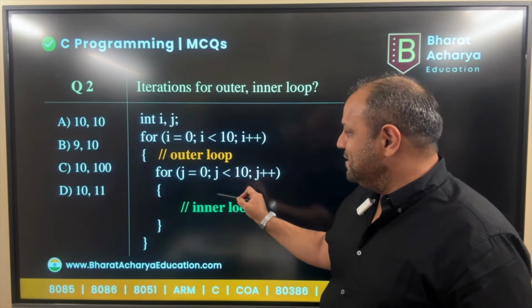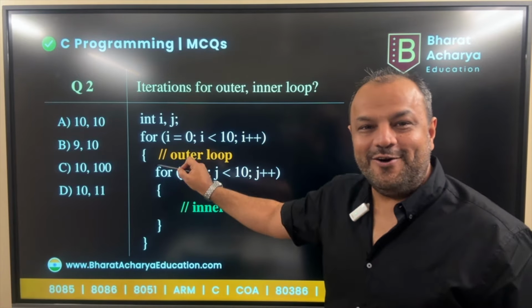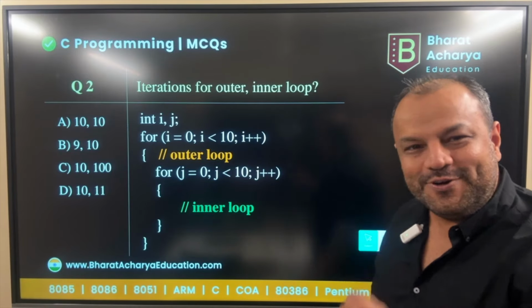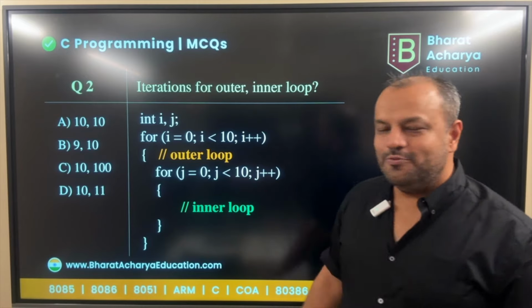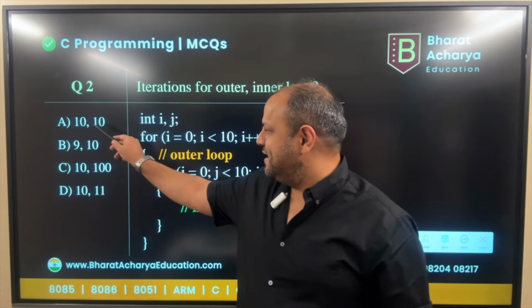Because the inner loop is inside this outer loop, for every iteration of the outer loop, there will be 10 iterations of the inner loop, which means inner loop will have 10 into 10, 100 iterations, and outer loop will have 10 iterations. So total iterations of outer plus inner loop will be 10 and 100.